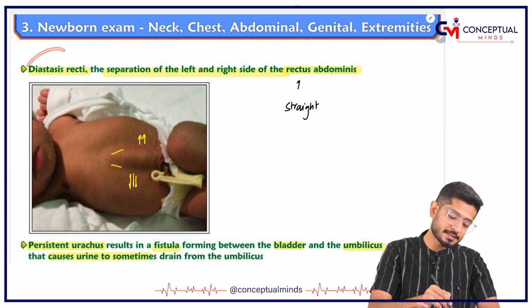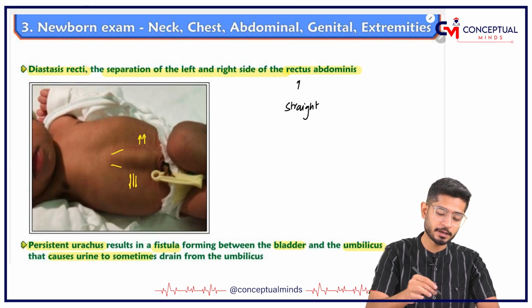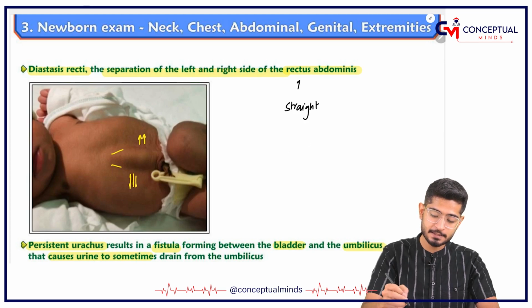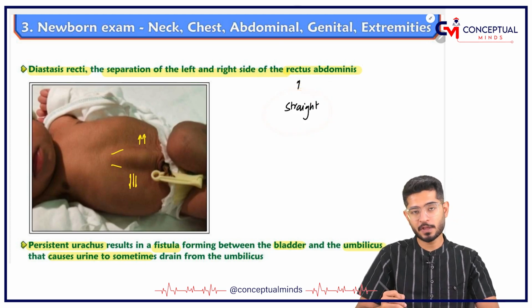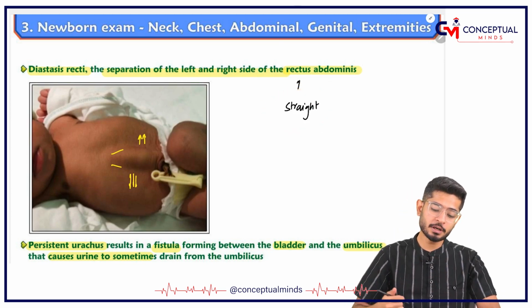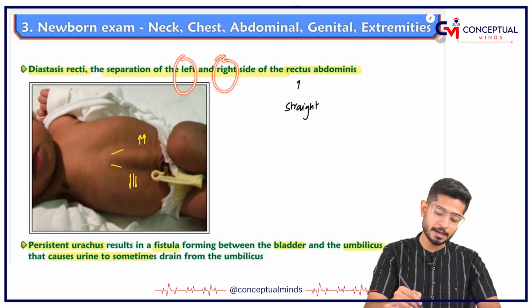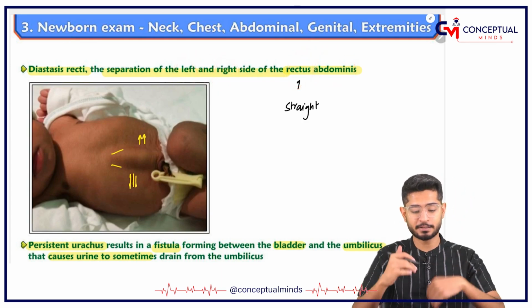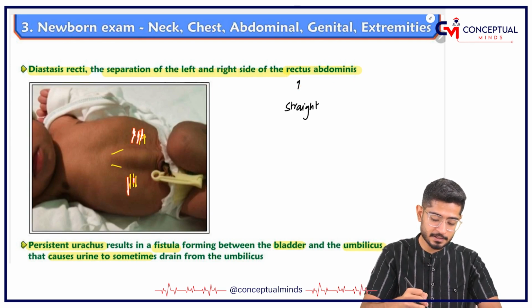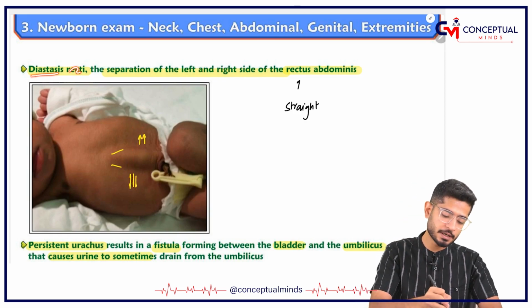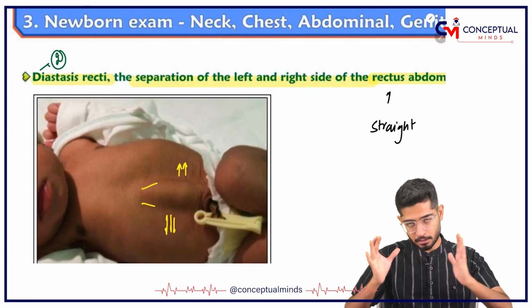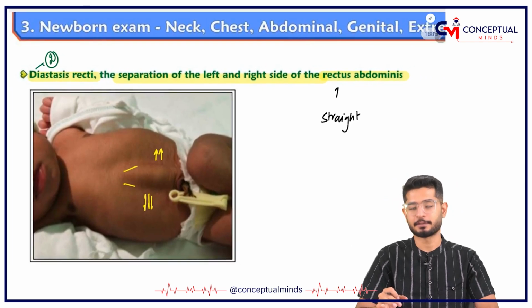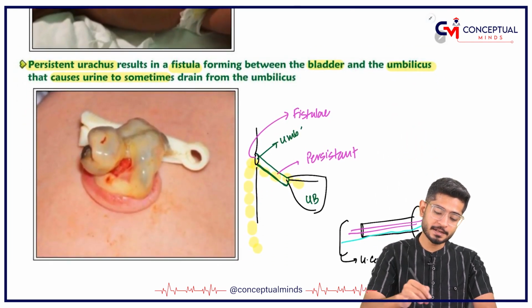Coming on to diastasis recti. You know that you have got the rectus muscle, rectus abdominis. What is the function of rectus abdominis? It keeps the abdomen straight. Sometimes the left and right sides of the rectus abdominis are separated. So this is a straight part, this is a straight part, but here there will be a bulge because there is a separation in between. This is called diastasis recti. Di means two, so the two halves of the recti are away from each other.